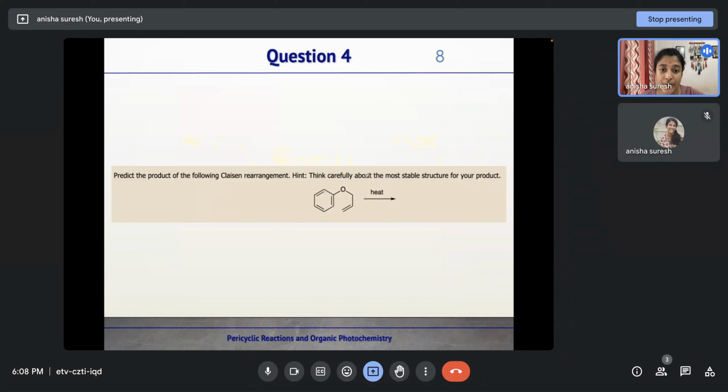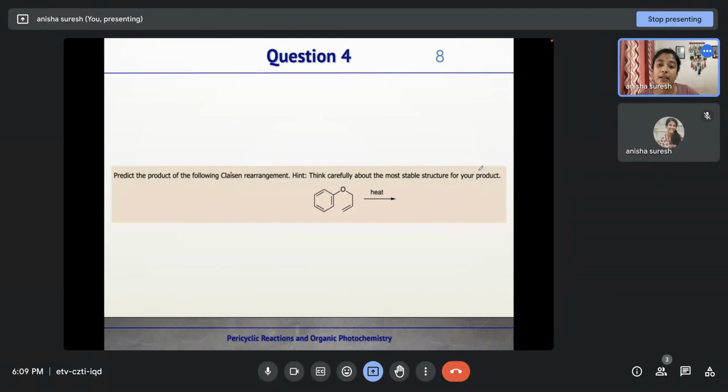Moving to the fourth question. Here, predict the product of the following Claisen rearrangement. So hint, think carefully about the most stable structure for your product. We are getting some unstable product maybe after carrying out the Claisen rearrangement, so we have to modify it so as to get the stable structure.